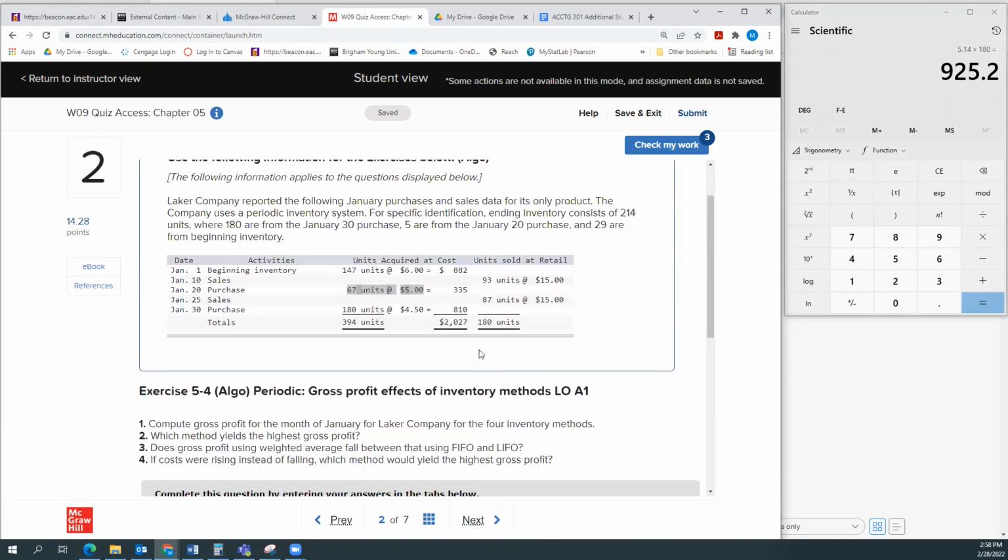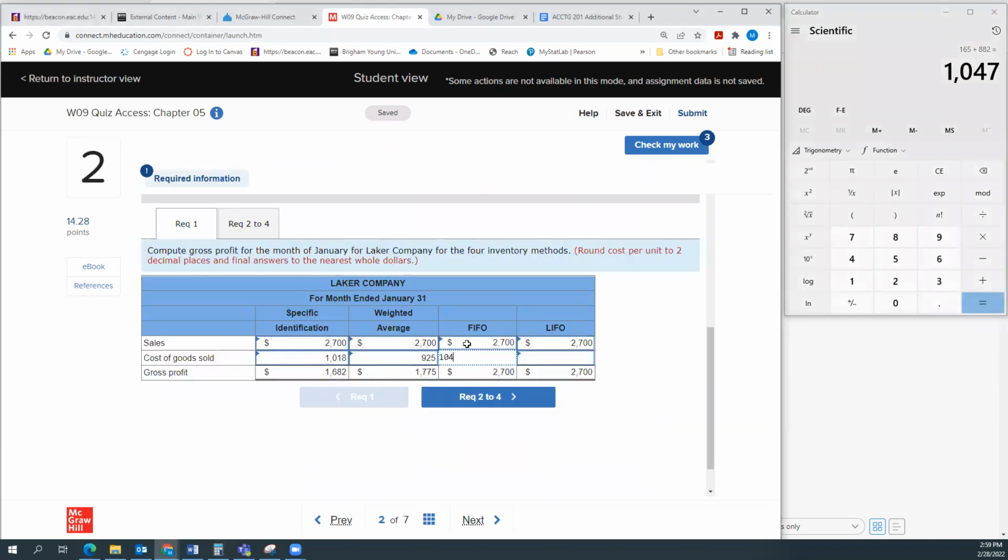Using first in, first out, we'll assume that the oldest 180 units are the units we sold. So we would assume that we sold all 147 of the $6 units, plus, what's 180 minus 147, another 33 of these $5 units. Now 147 times $6 is 882. And then 33 times $5 is 165. 882 plus 165 is $1,047. So with first in, first out, we just assume that we sold the oldest units, and they add up to $1,047.